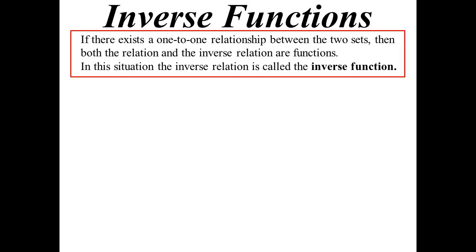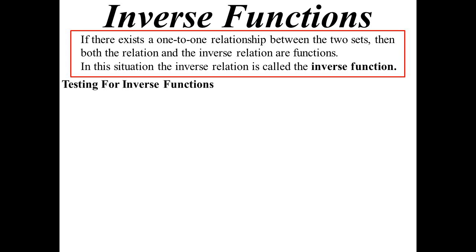So what's an inverse function then? Remember, functions were very specific things. For every X value, there was a maximum of one Y value. So in order to be an inverse function, there has to be a one-to-one relationship. Remember we talked about one-to-one, one-to-many, and so on. So it has to be a one-to-one. That way both the relation and the inverse relation end up being functions. If that's true, we don't call it an inverse relation, we call it an inverse function.